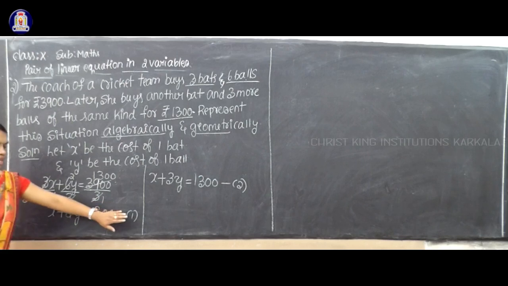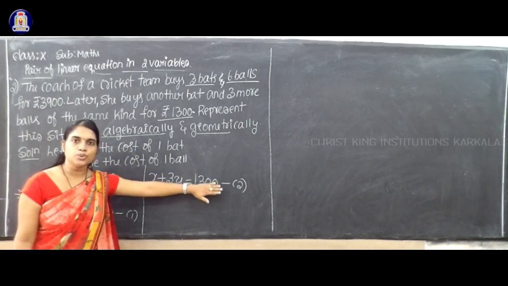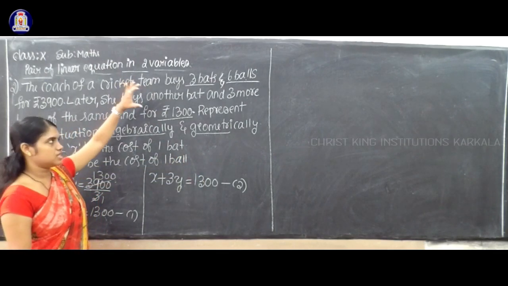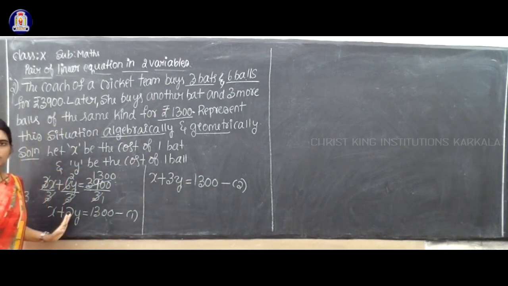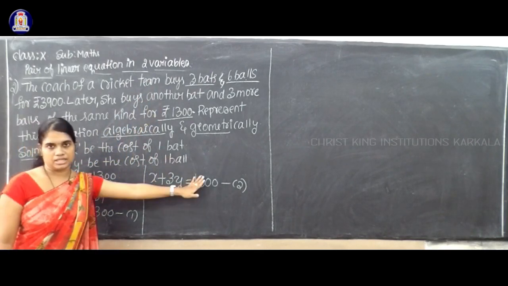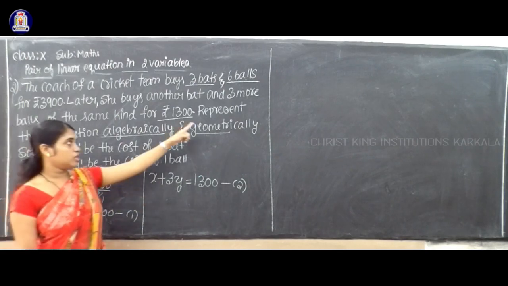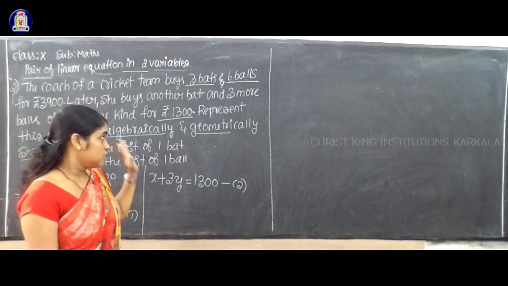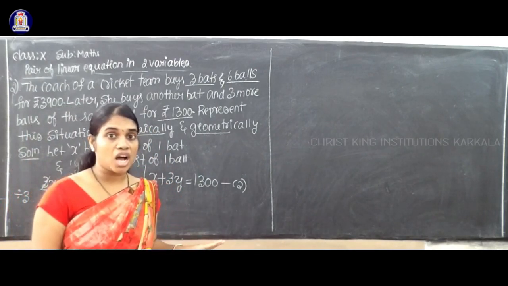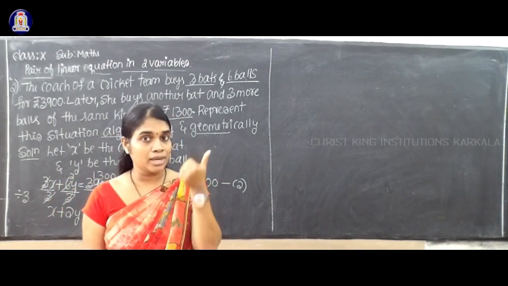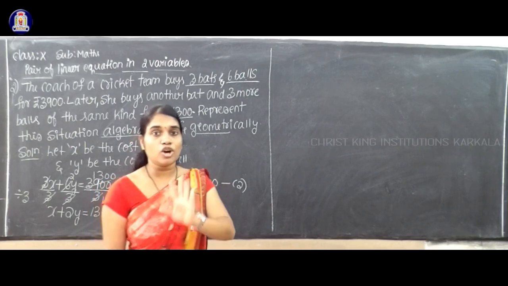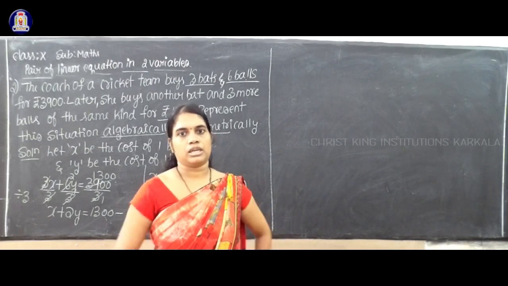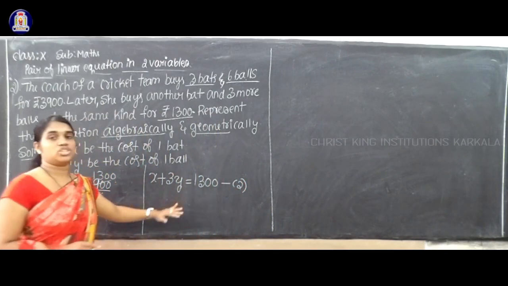So equation 1 and equation 2 represent the algebraic representation of this given situation. Now we will draw the geometric representation, that means the graphical representation. Students, once again remember, they did not ask to find the cost of 1 bat and the cost of 1 ball. You just have to represent this geometrically and algebraically. So now I represent this situation geometrically.